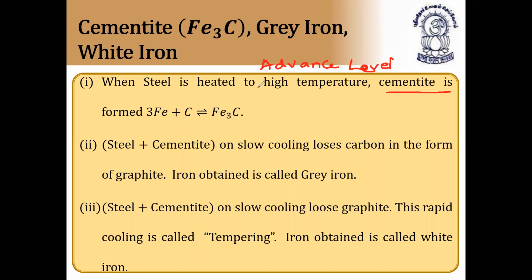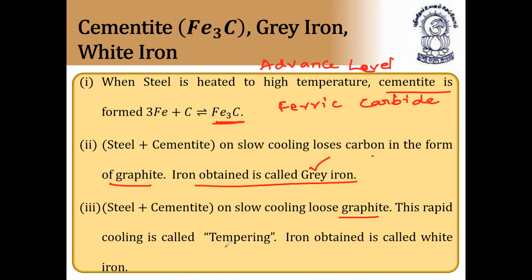When steel is heated to a high temperature, cementite is formed. What is cementite? It is nothing but iron carbide, also called ferric carbide, which is also called cementite. Steel plus cementite on slow cooling loses carbon in the form of graphite. The iron obtained is called gray iron.